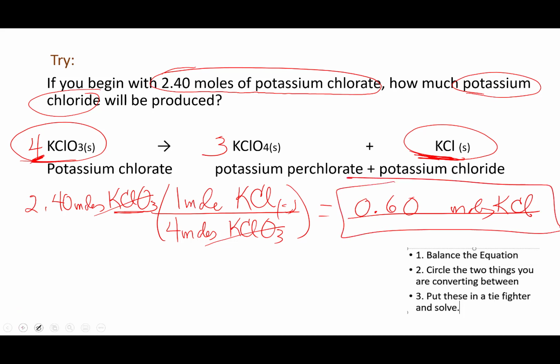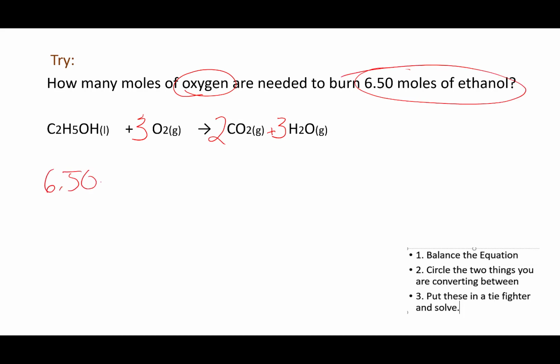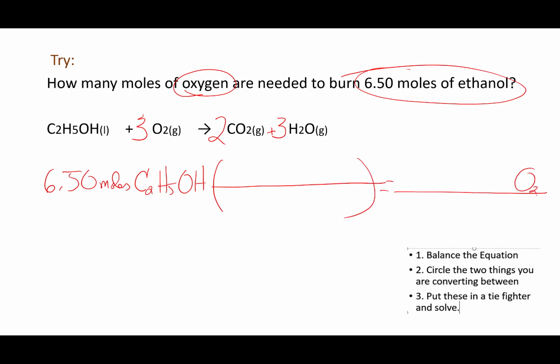Let's try one more. Okay, hit pause, give this a go. To balance this, a 3 goes there, 2 goes there, should be a plus sign, I forgot that, and a 3 goes there. Okay, oxygen and ethanol, 6.5 moles of ethanol, C2H5OH, TIE fighter. And I'm going to end up with oxygen.